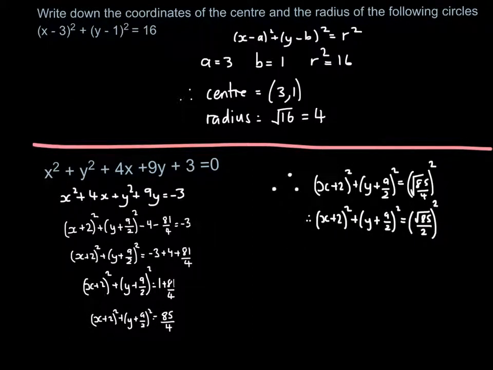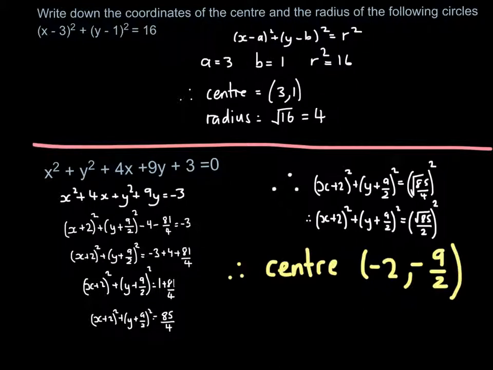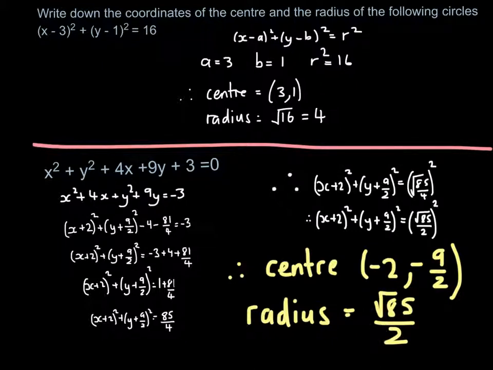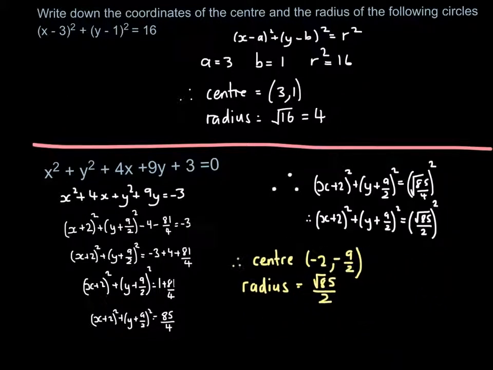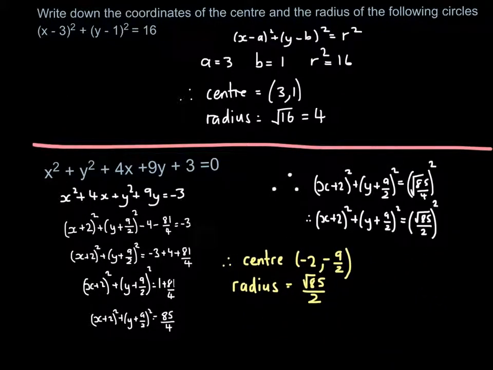So I can pick up my centre from those numbers that are in the bracket. So my centre is just going to be negative 2, negative 9 over 2. And my radius is root 85 over 2. Now I haven't checked if that fraction cancels down, so you might want to just check that, but just leave it in fraction form as well. No need to work it out.